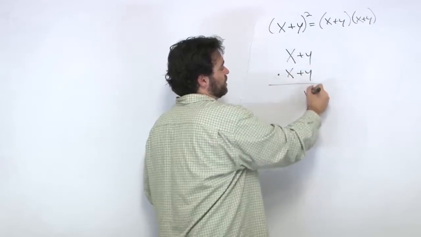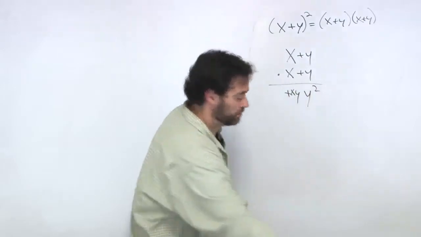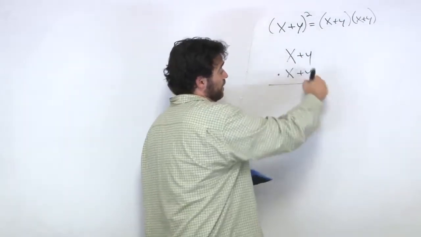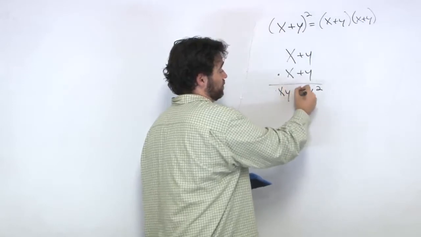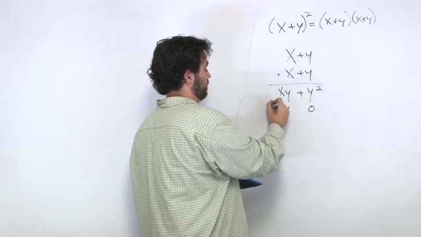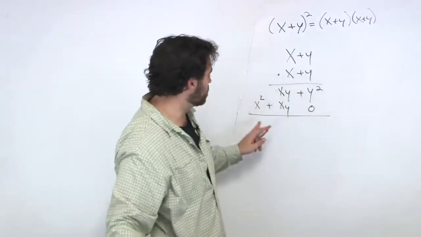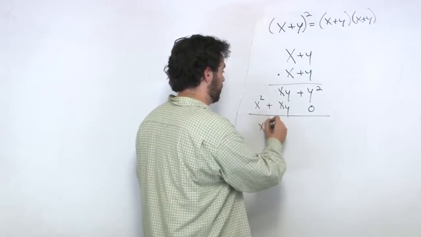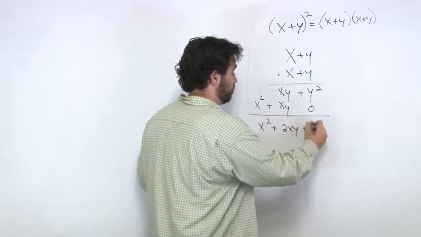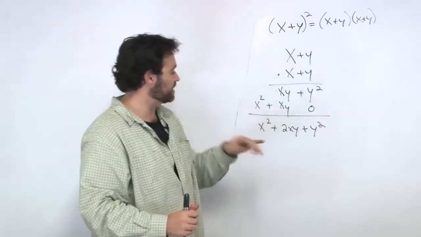So y times y is y squared plus xy. Let's make it a little neater for you so we can see this. So we get y squared, xy, put the 0, xy, write it here. We get x squared. Okay, and this should now give us our general formula. We get x squared plus 2xy plus y squared. There's your general formula, and let's see how that works.